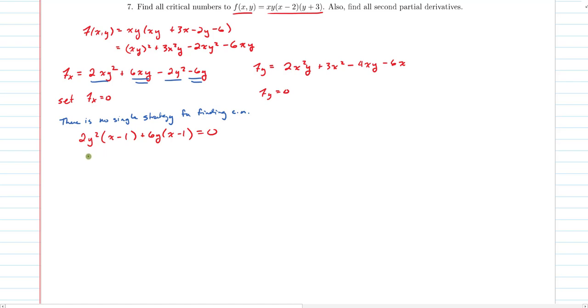Continuing to factor, I can rewrite this then as 2y times the quantity, factoring out a y, plus 3 times x minus 1 equals 0. And we see that the partial derivative with respect to x will be 0 if y equals 0, if y equals negative 3, or if x equals 1. Those are all values that would make that derivative 0.